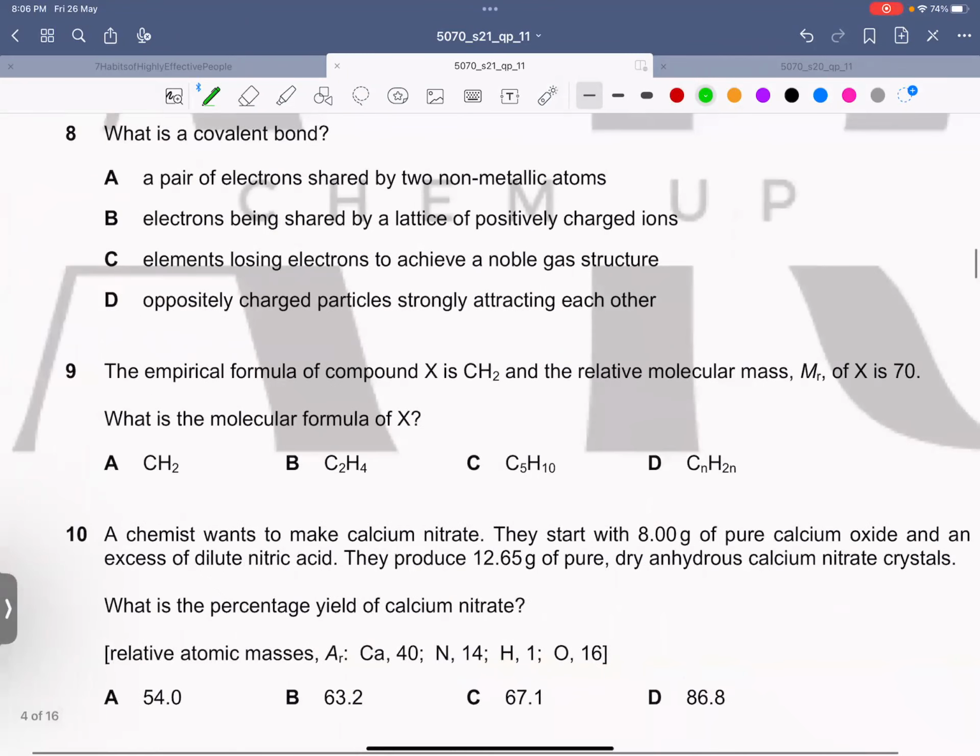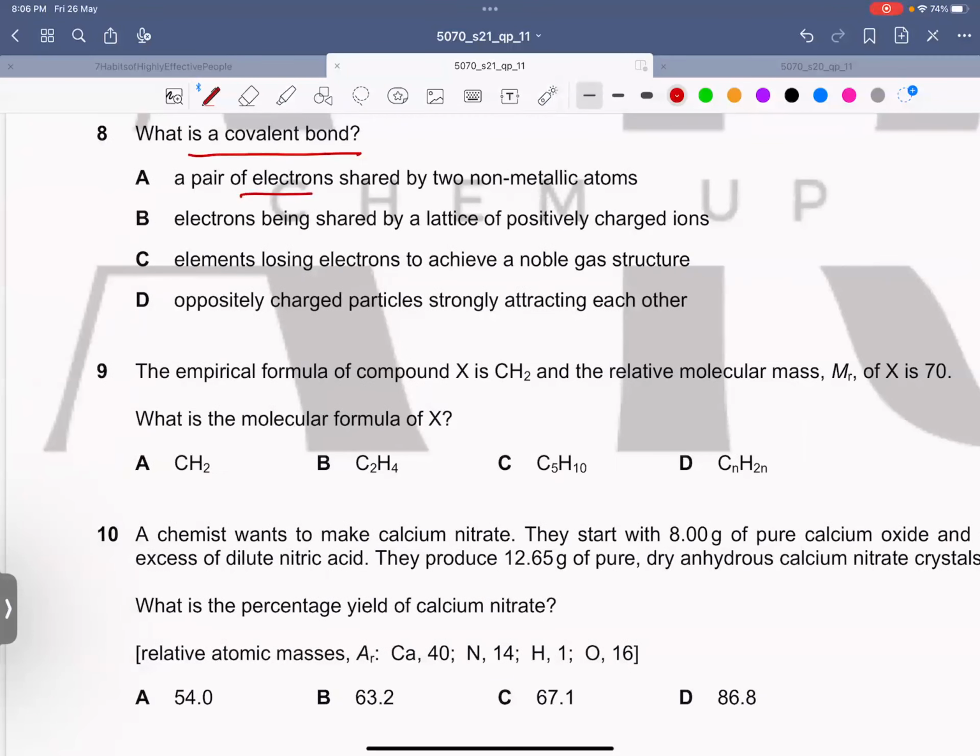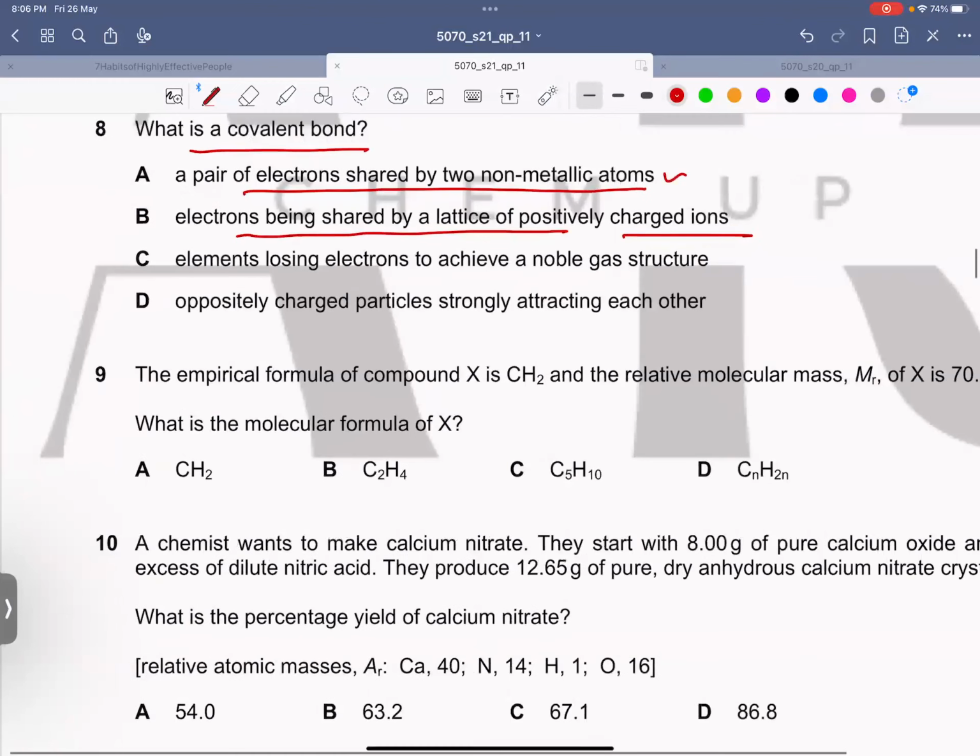Question number 8. What is the covalent bond? A pair of electrons shared by two non-metallic atoms. Yes, it can be correct, but we have to assess the rest as wrong. Electrons being shared by the lattice of positively charged cations. No, it is not.